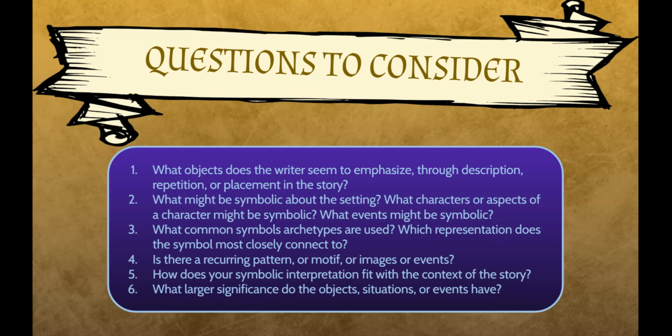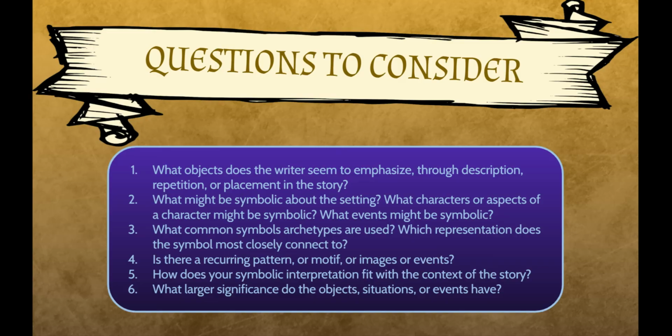What might be symbolic about the setting, like we talked about earlier, what characters or aspects of those characters can be symbolic. Characters can embody certain ideas and be symbolic of those ideas. Events can be symbolic as well. Think about common symbol archetypes. Like I just use a rose as a very common symbol for love. The fire is a common symbol. Ice is a common symbol. Think, are there any recurring patterns or images throughout the story? And as you start to interpret the symbols, how does it fit in with the context of the story?